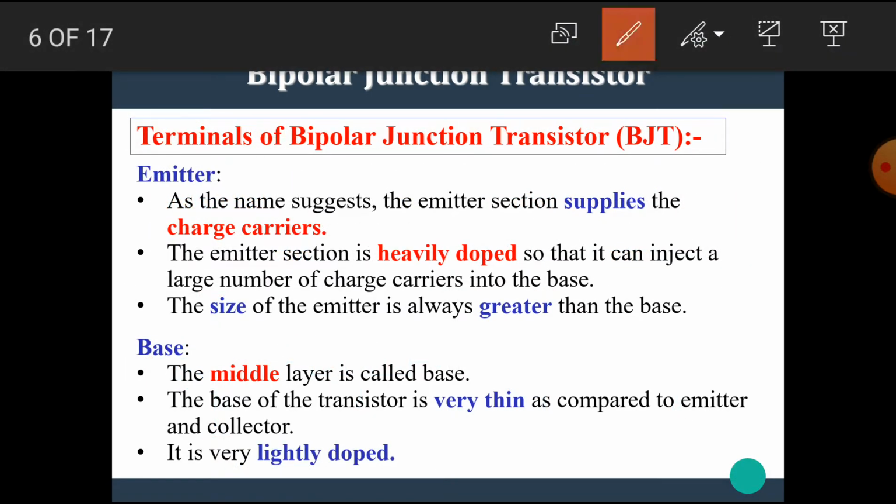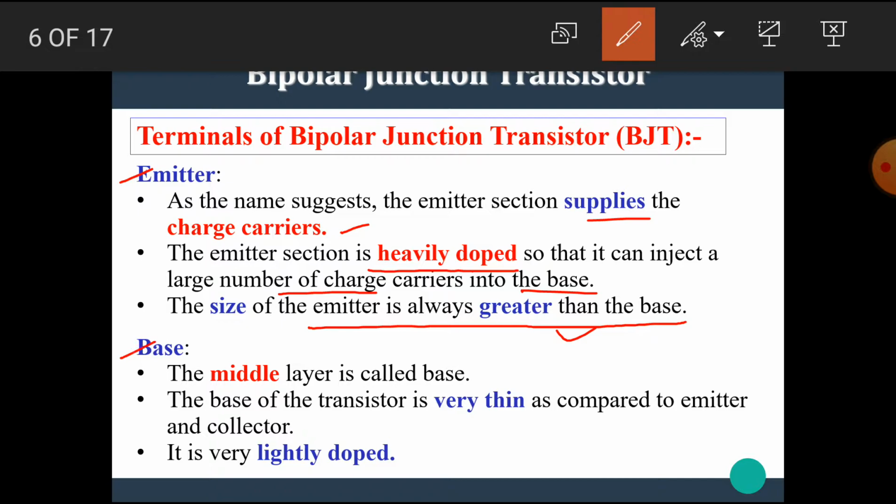Now, let's see the terminals of the bipolar junction transistors. The first is emitter. As the name suggests, the emitter section supplies the charge carriers. The emitter section is heavily doped so that it can inject a large number of charge carriers into the base. The size of the emitter is always greater than the base. That means the emitter is heavily doped and its size is greater than base but less than collector.